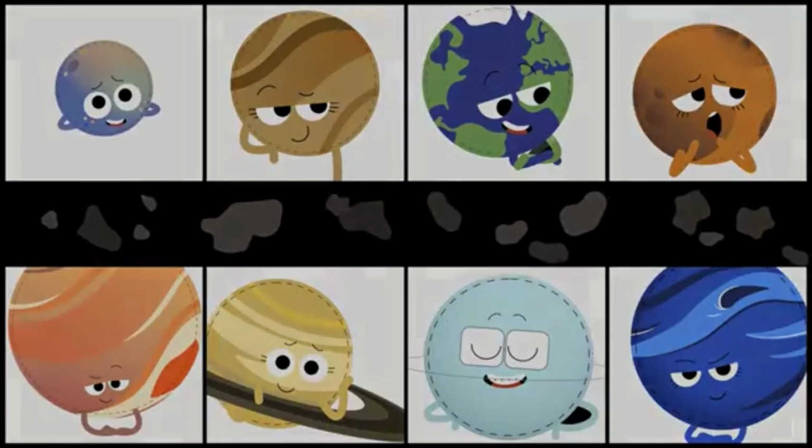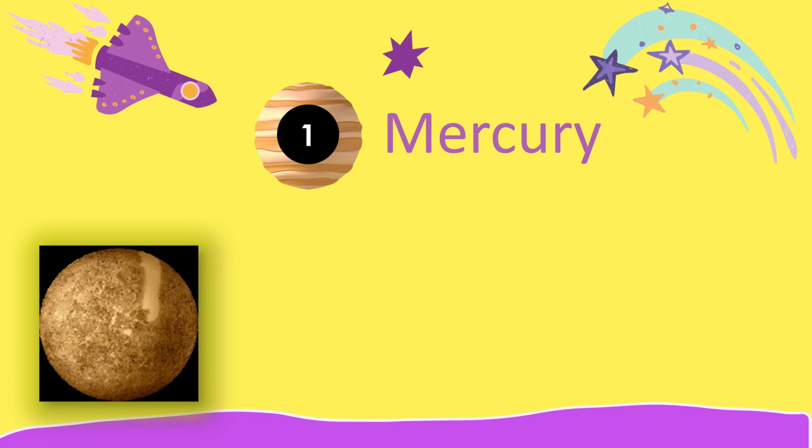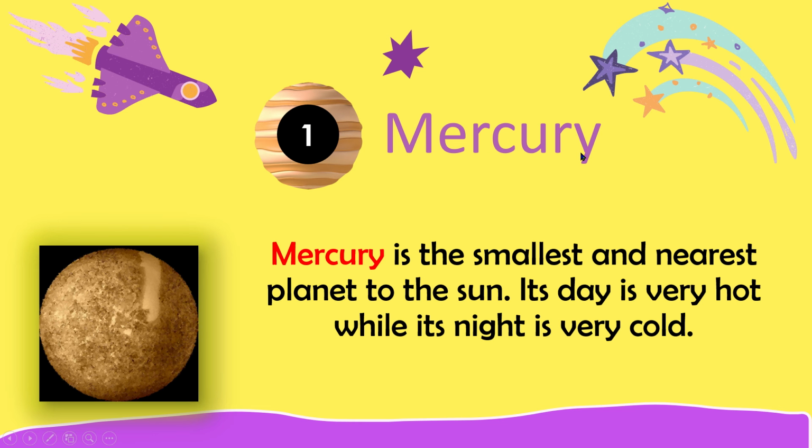Okay, so that is the song for the solar system and its 8 planets. So, number 1, look at this picture. This is called Mercury. One more time, Mercury. Okay, so Mercury is the smallest and nearest planet to the sun. Its day is very hot while its night is very cold. Okay? And that is Mercury.